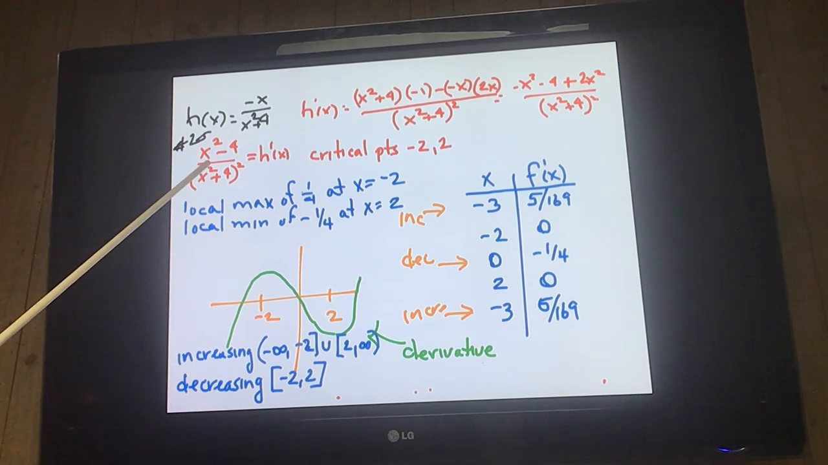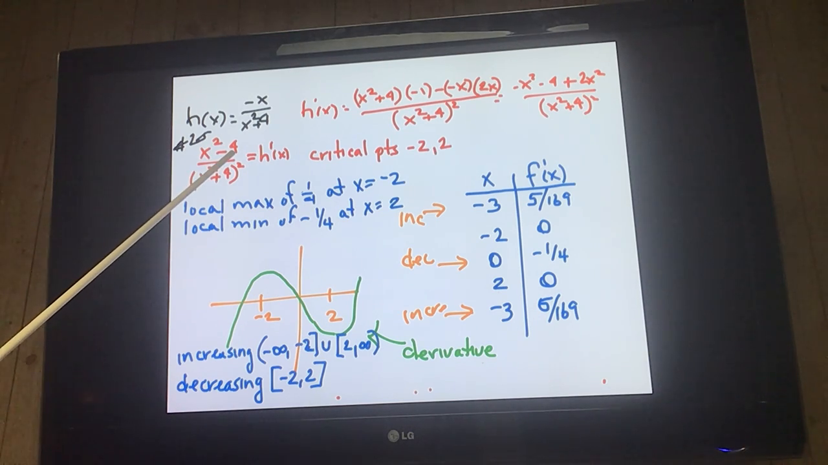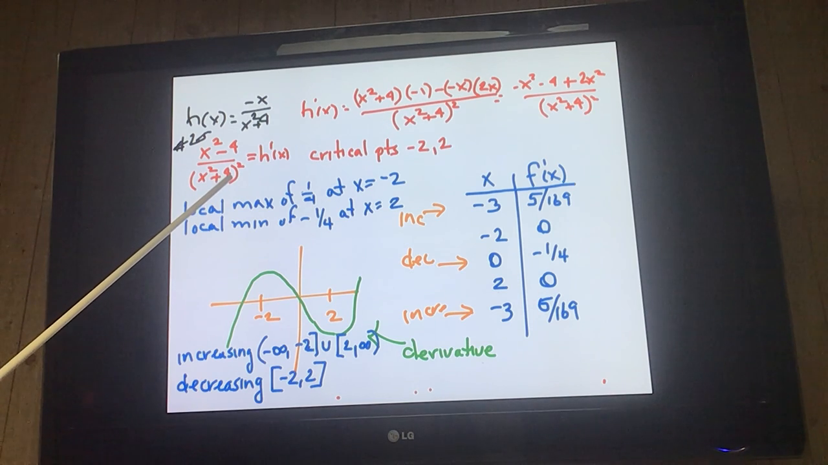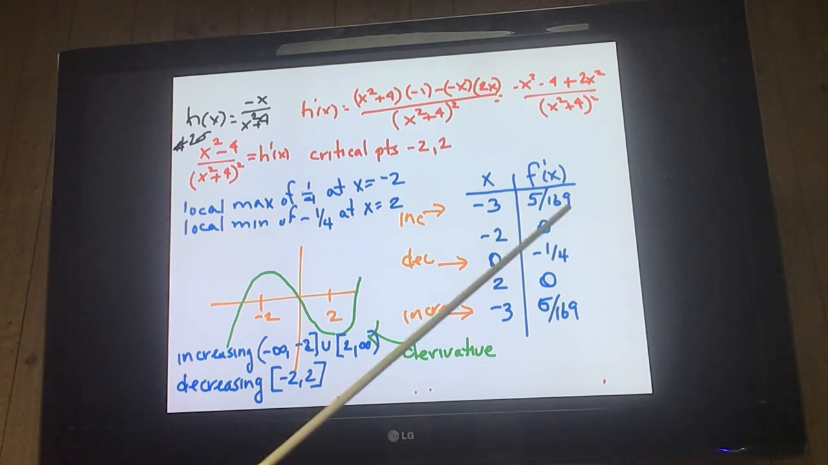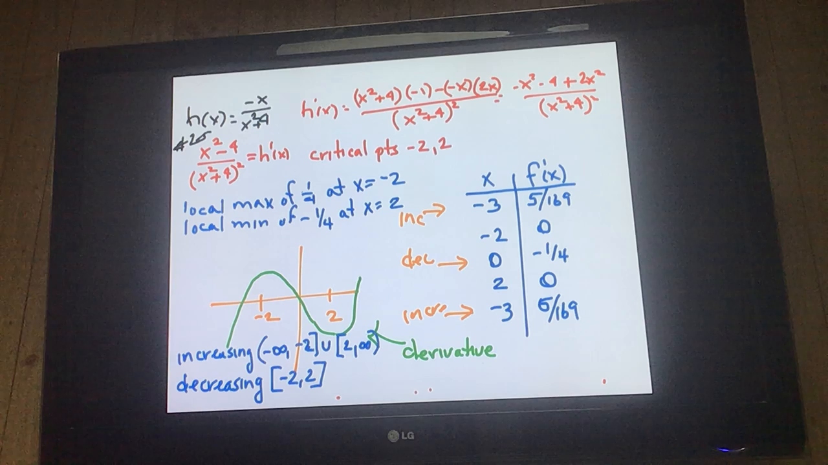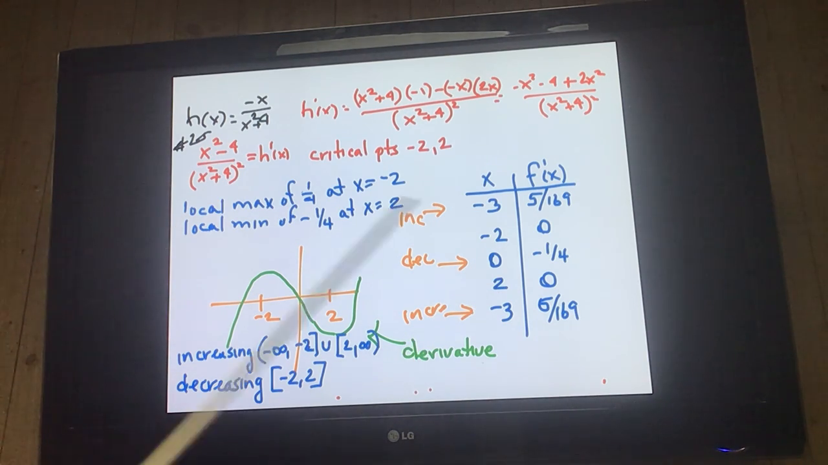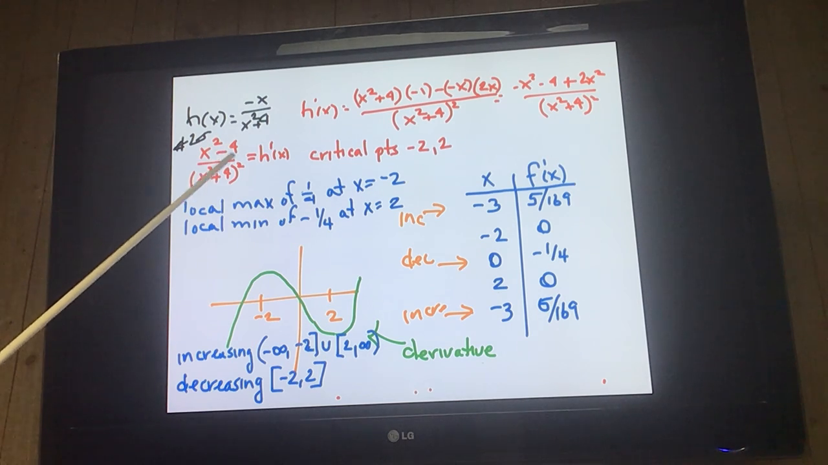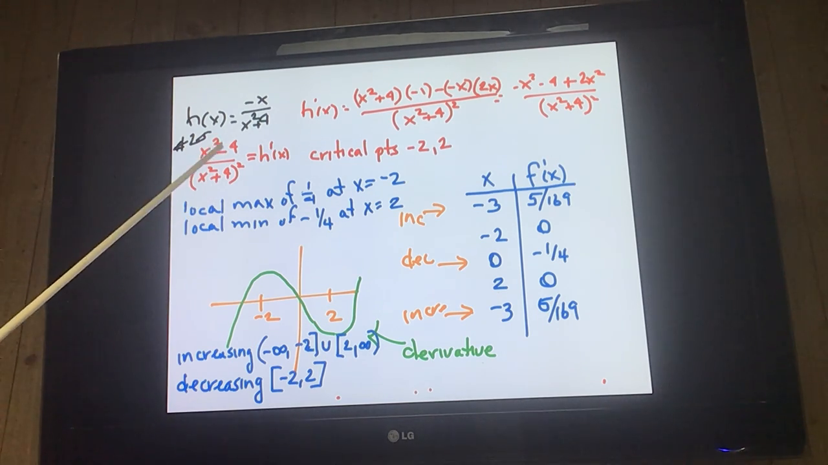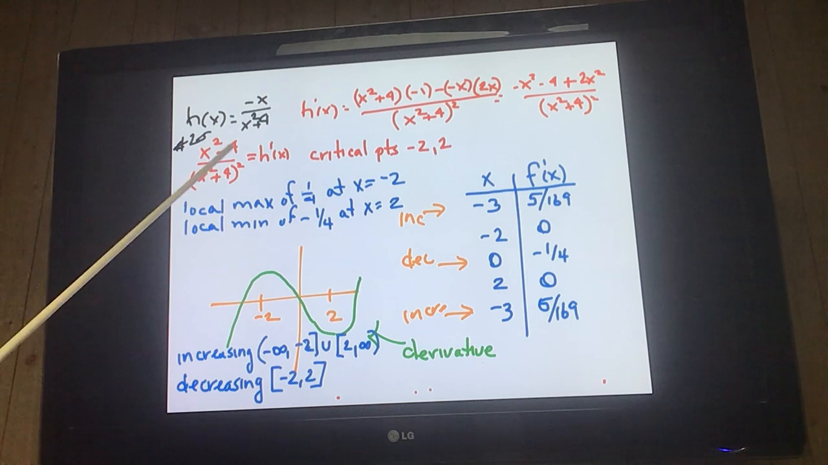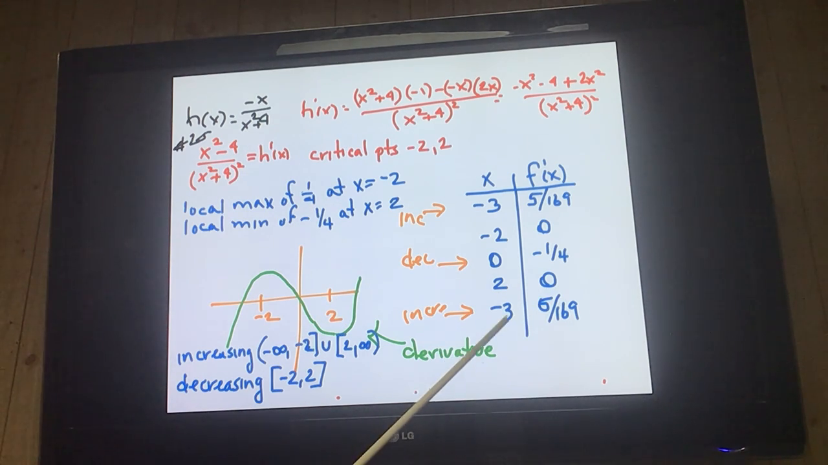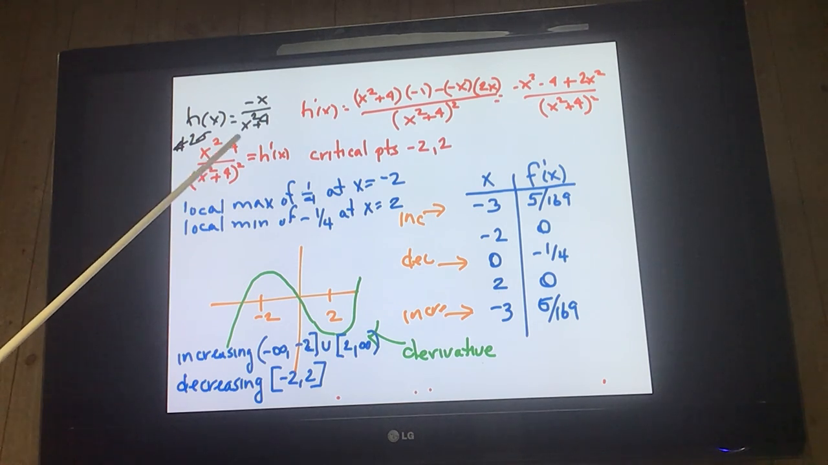All right, so I plug these into my derivative here. So if I put a negative 3 in here, that's 9 minus 4, which is 5. Put a negative 3 in here, that's 9 plus 4, which is 13. 13 squared is 169. 5 over 169. When I put negative 2 in, I notice that it equals 0. Put 0 in, I get negative 4 over 16, which is negative 1/4. Put 2 in, I get 0. And if I put 3 in, same thing, and so I get 5 over 169.